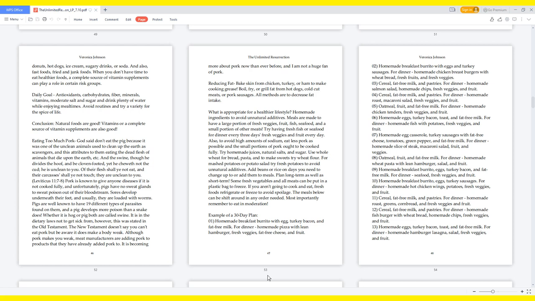Use whole wheat for bread, pasta, and to make sweets try wheat flour. For mashed potatoes or potato salad, try fresh potatoes to avoid unnatural additives. Add beans or rice on days you need to change up, or add them to meals. Plan long term as well as short term.